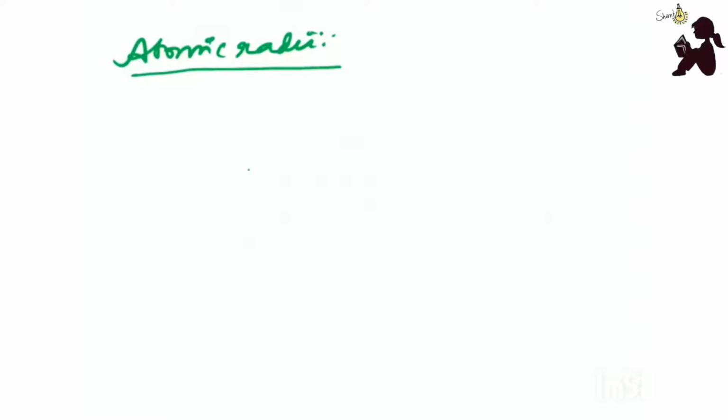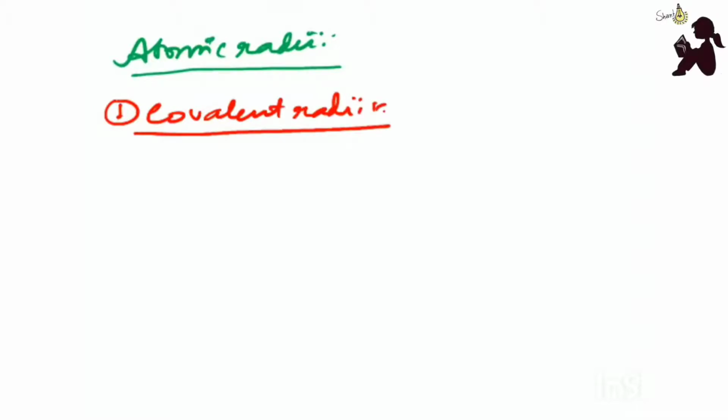Now there are 4 kinds of atomic radii. I want to discuss that. First is our covalent radii. So what will be covalent radii? Its definition is simple. That is half of the distance between the nuclei of 2 atoms bonded by a covalent bond. So it will be like this.